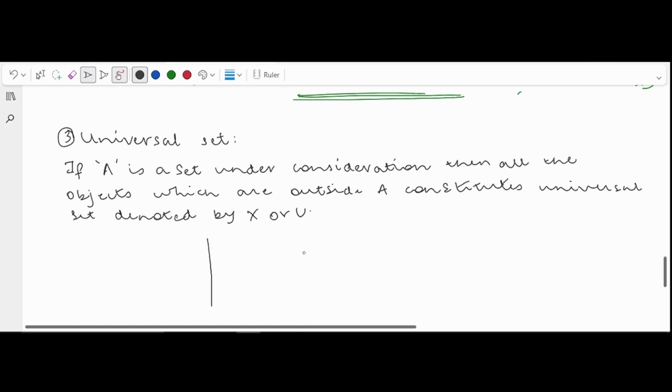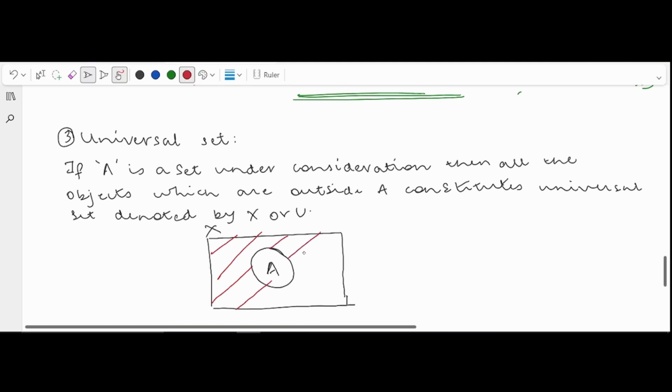Say this is our universal set. Okay, it is either given by X or U. And there is set A present in this universal set. So the remaining part of the set that is not included in set A is given as A dash.